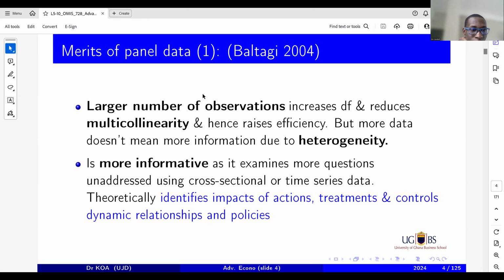And that case can also bring about a lot of multicollinearity. So when you have a larger sample or larger number of observations, it cuts down issues about multicollinearity. That is why you will notice that when we come to panel data, we don't try to correct for multicollinearity a lot. It's not a big issue, especially with large samples.